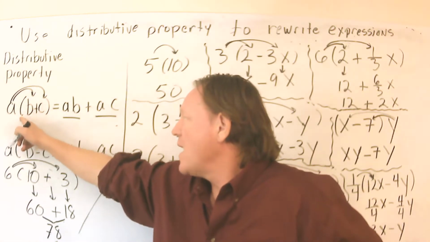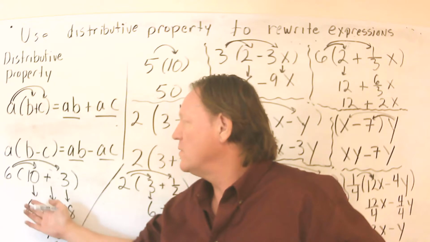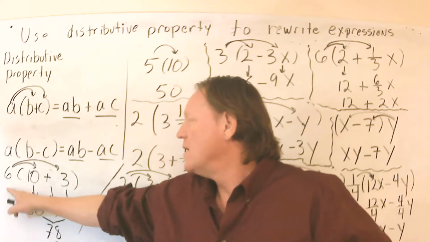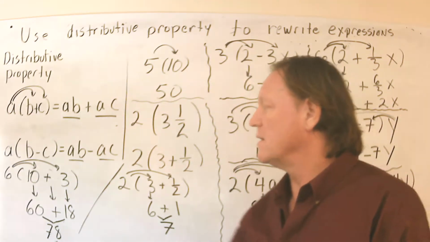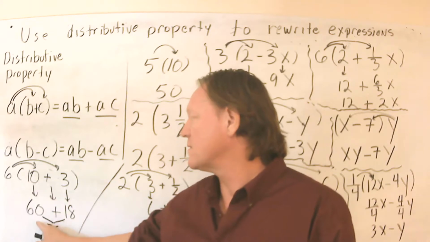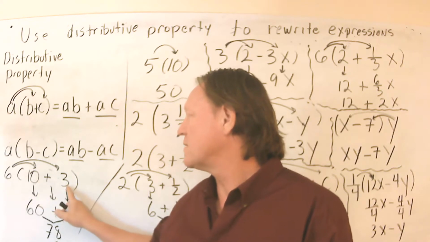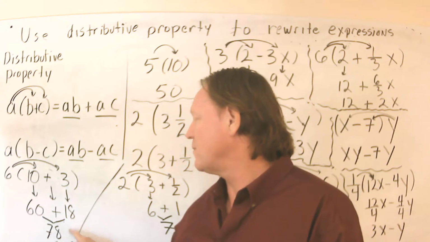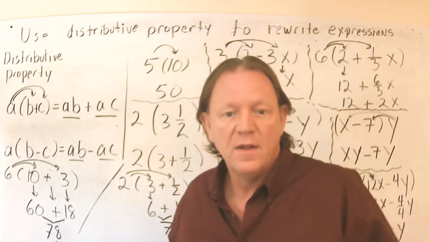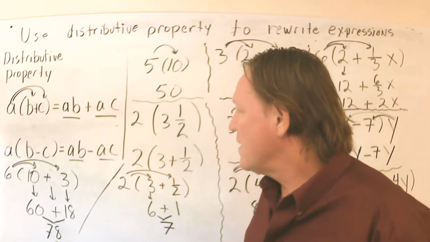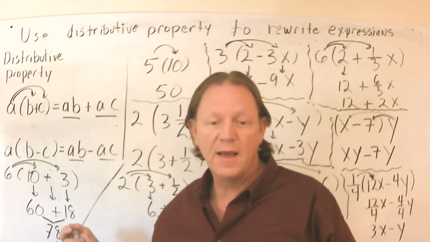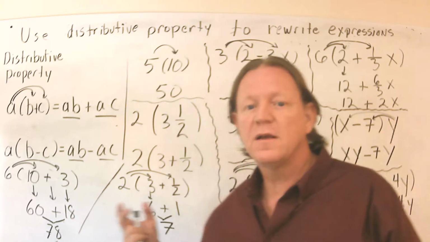To distribute A to this B plus C, we could do this with actual concrete numbers. 6 can be distributed or multiplied by this 10 plus 3. So I'm going to distribute the 6 to the 10. So 6 times 10 is 60. I'm going to distribute the 6 to the 3. 6 times 3 is 18. Then we can add the 60 plus 18 to get 78. So you kind of think about it as everyone in these parentheses is going to get multiplied by the 6. Let's look at some examples.